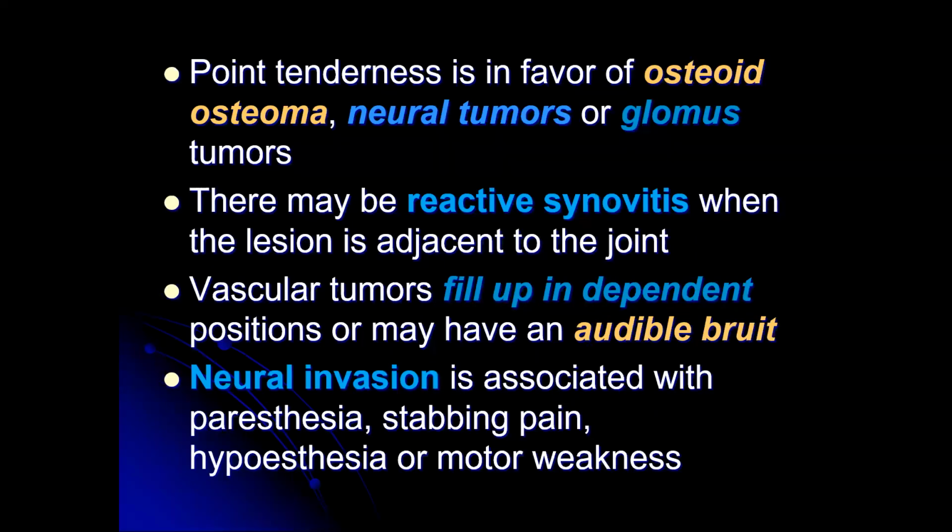Joint tenderness is in favor of an osteoma, neural tumors, and glomus tumors. I have seen, in my experience, numerous osteomas occurring in different places. I have seen very often glomus tumors occurring in the region of the nail bed, and in one patient I had it in the distal thigh. If you put your finger on the area of the tumor, the patient will jump up. There may be a reactive synovitis if the lesion is close to a joint.